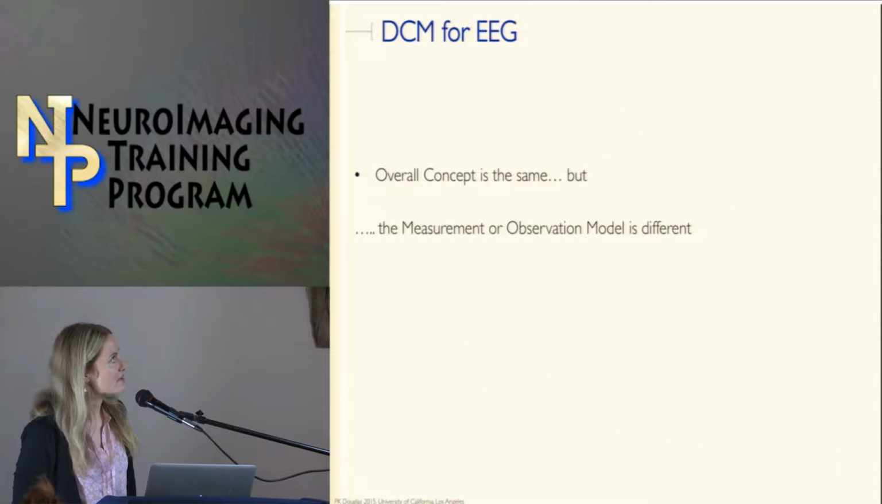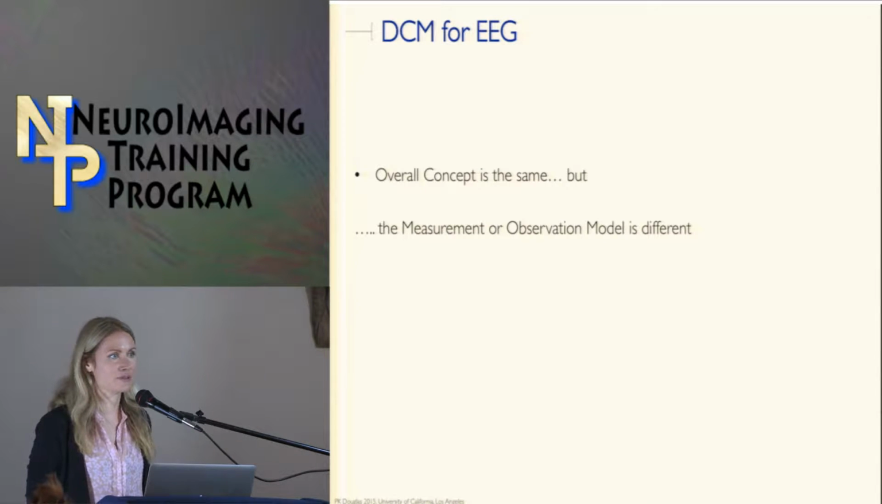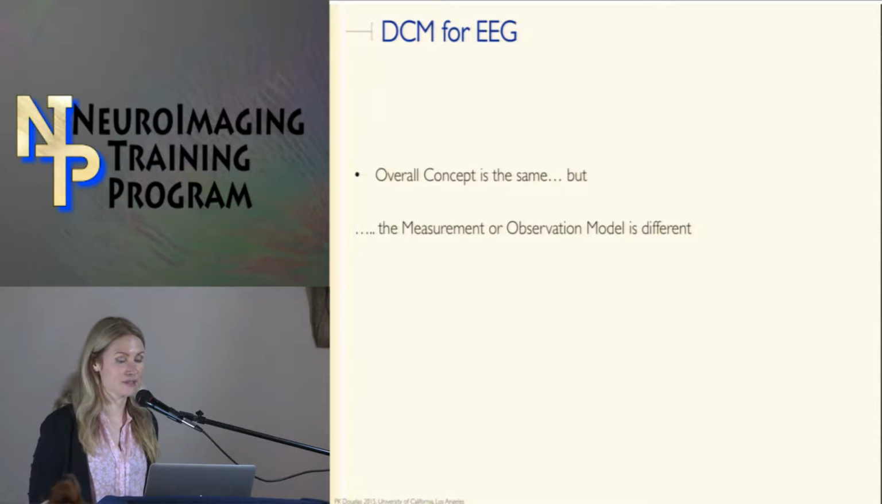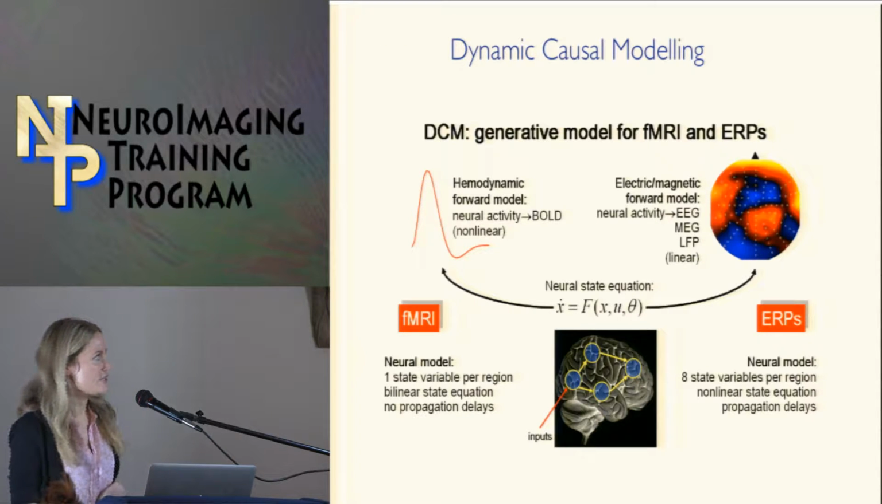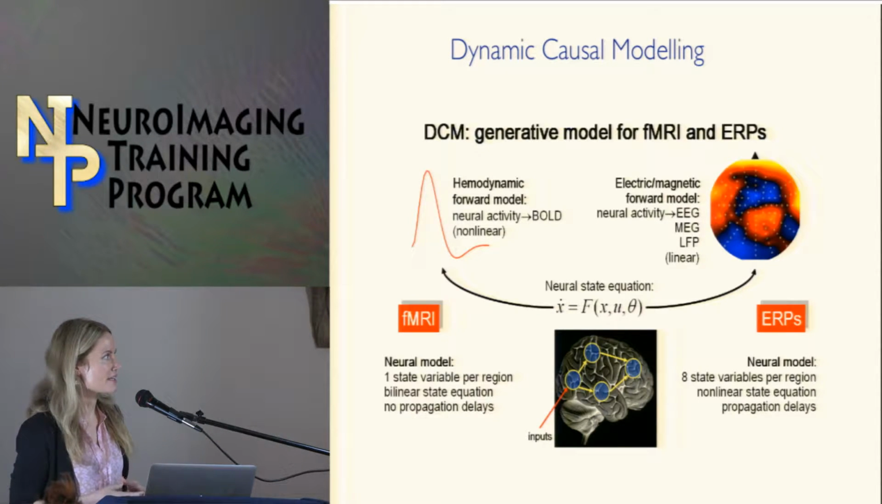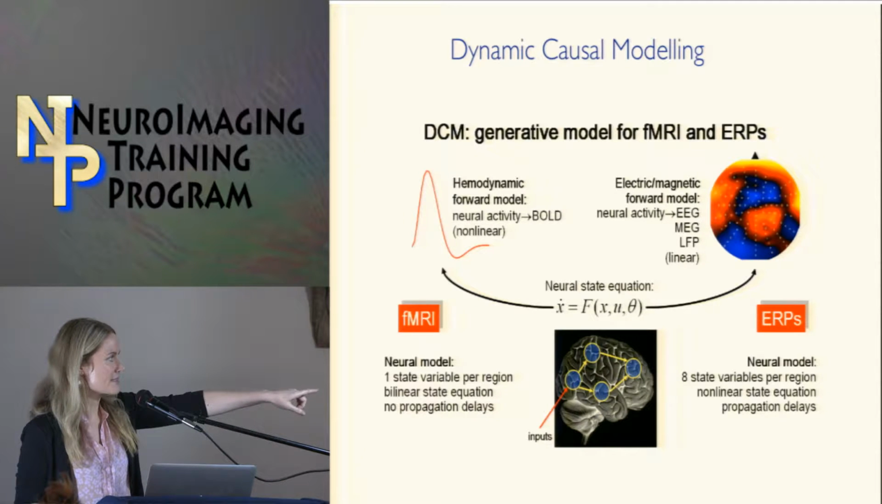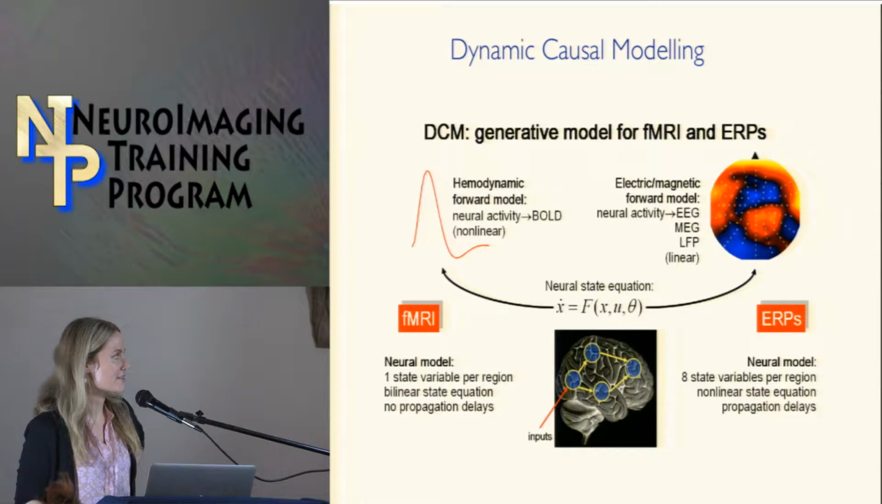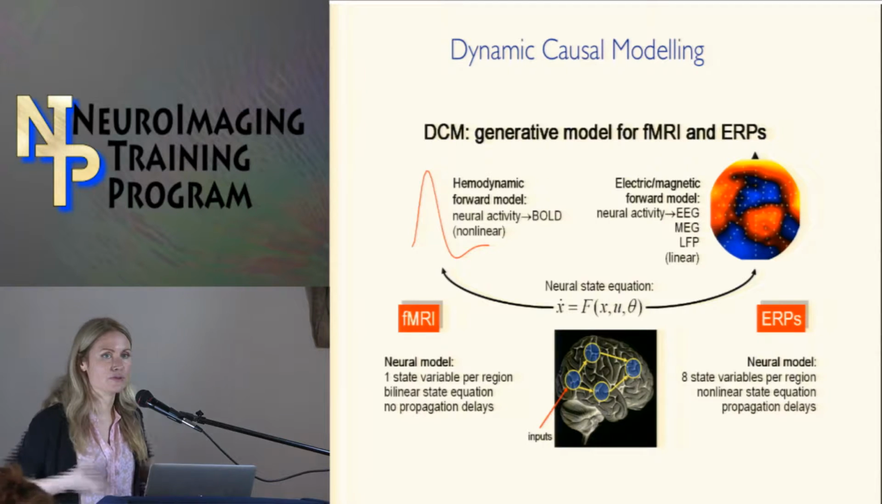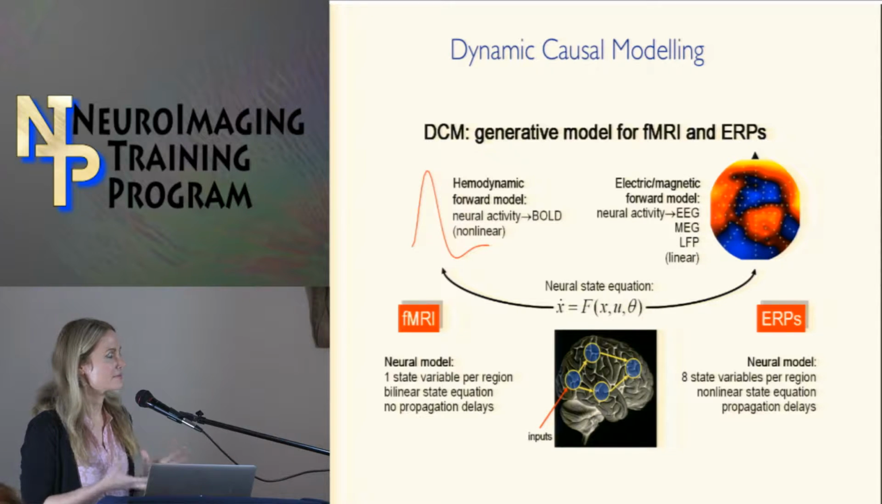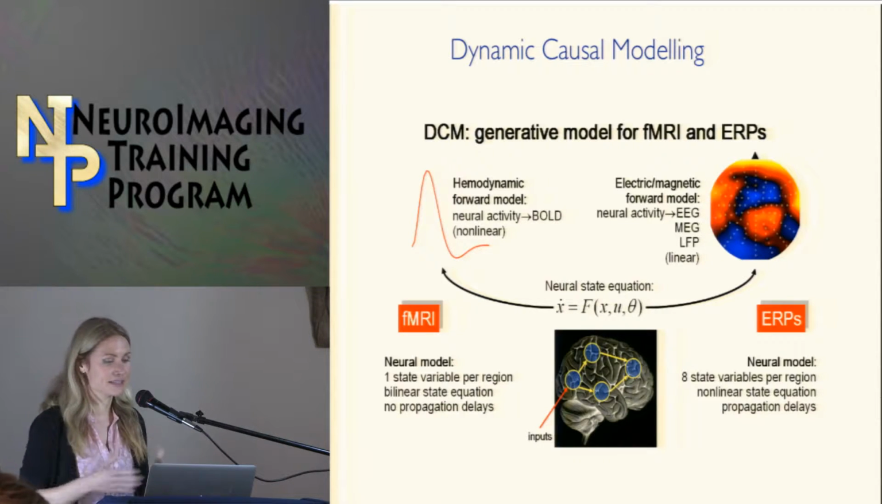So yes, the overall concept is the same as what Ariana spoke about, but the observation model is different. With fMRI, we're interested in modeling the hemodynamics using the balloon model, but with EEG, we have to think about what we're actually measuring. So the state variable model is a bilinear state model, of course, for fMRI, but with EEG, it depends upon which model you use to describe the neurons in a particular cortical region, as well as this lead field model, which is what's involved with the measurement.